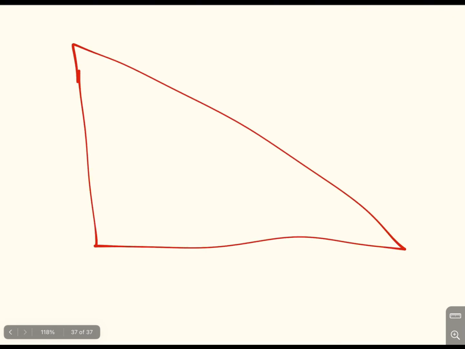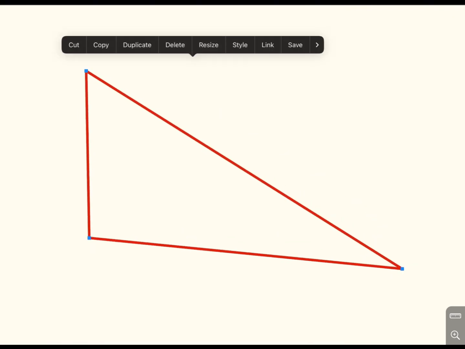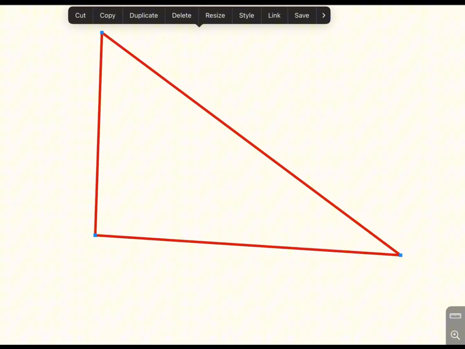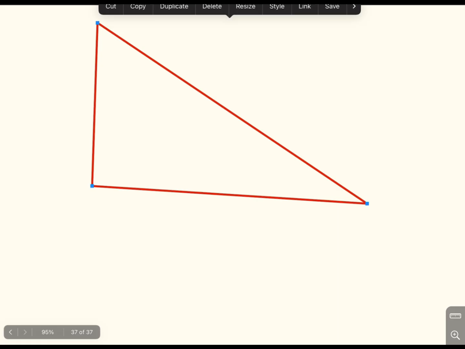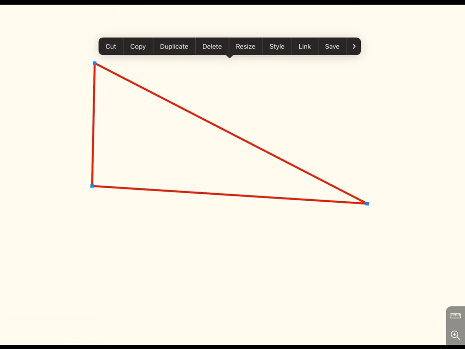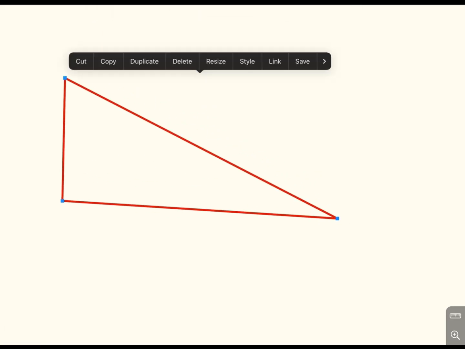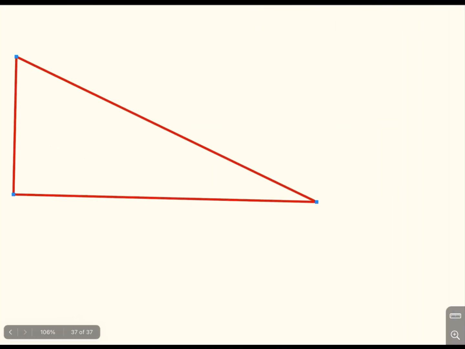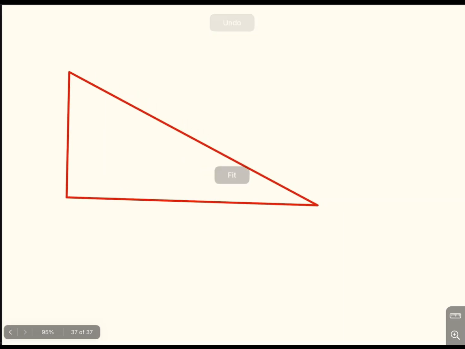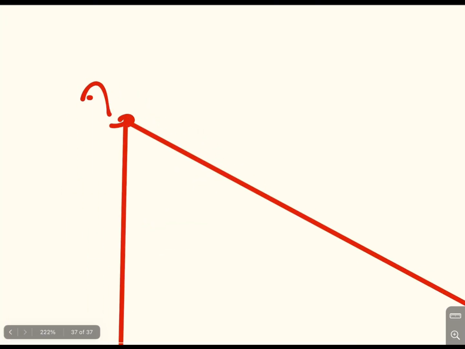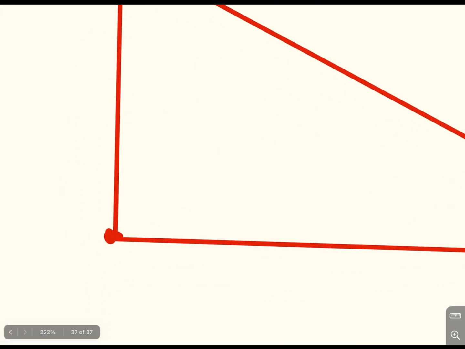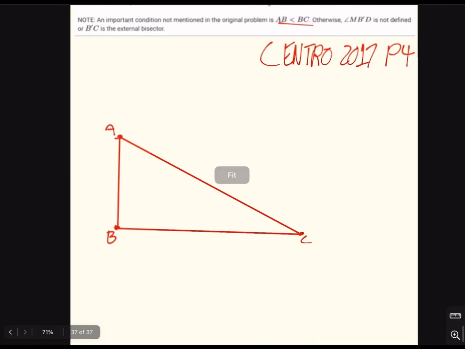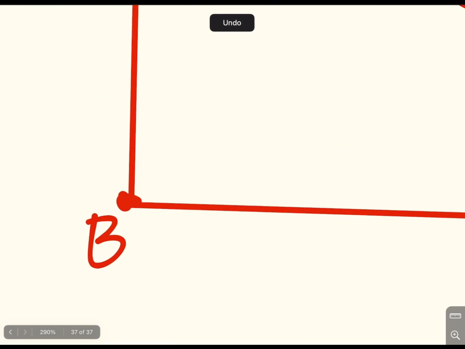Angle. I mean, yeah, we can draw it nicer. Okay. So triangle ABC. Let's make that a little bit right. Yeah, triangle ABC. Let's label the points A, B, and C. And this is 90 degrees.